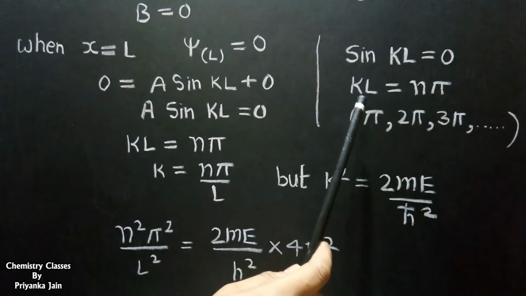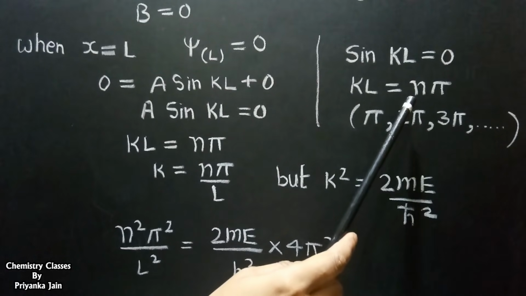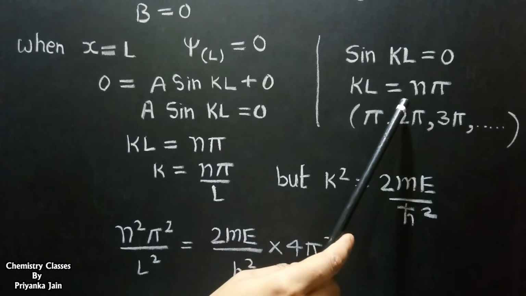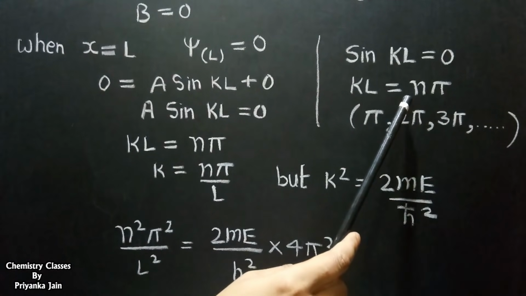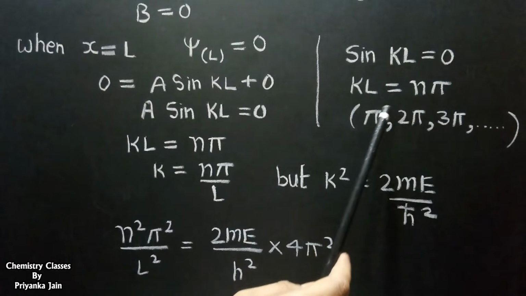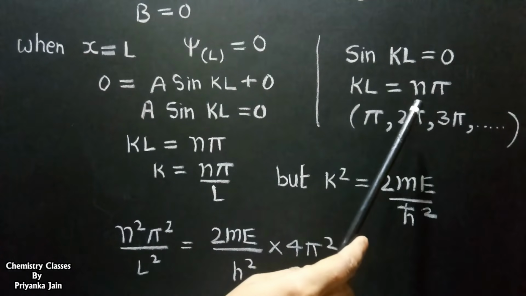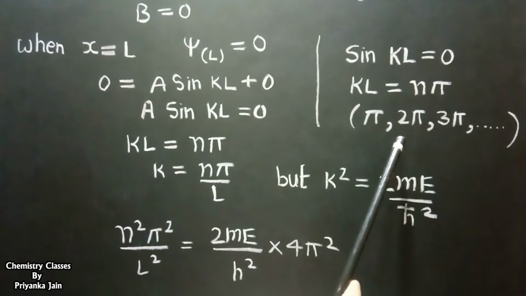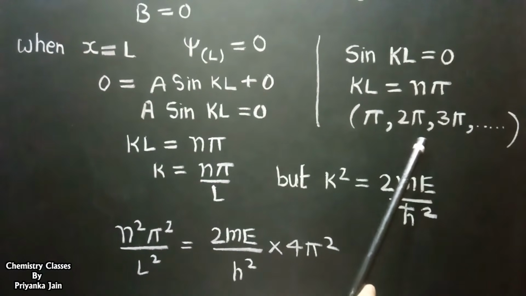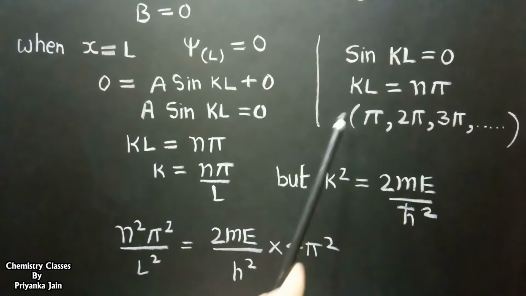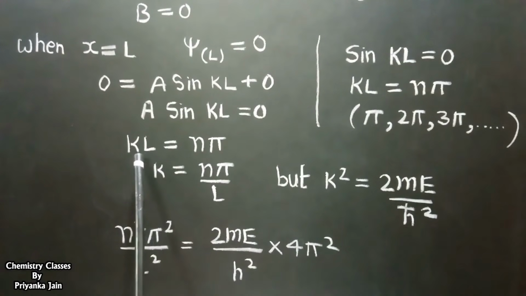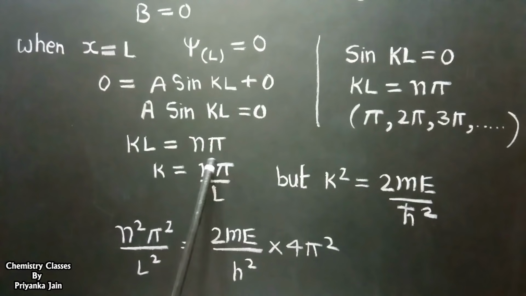Then kL should be equal to n pi. This is the only condition when the value of sin will be equal to 0. Here n may be any integer, that is 1, 2, 3. So the value of n pi may be pi, it may be 2 pi, 3 pi, and so on. So when we put this value of kL here, we get kL is equal to n pi. So k will be equal to n pi upon L.